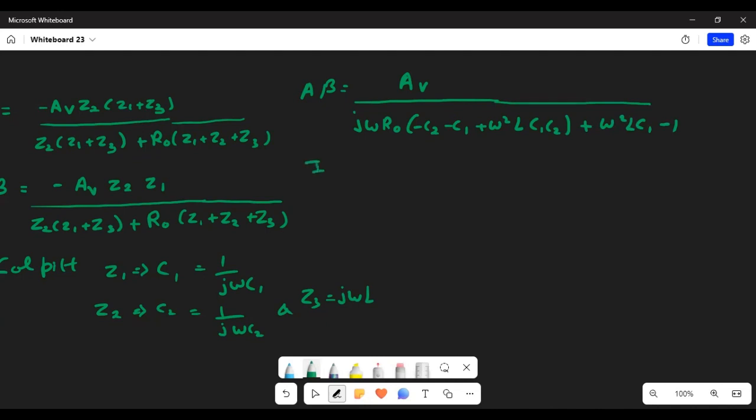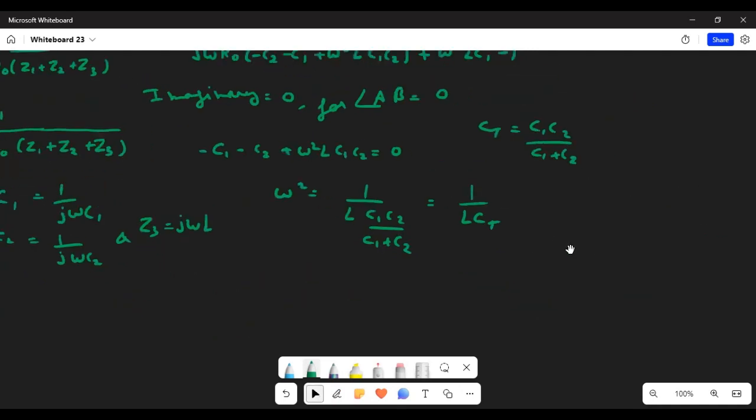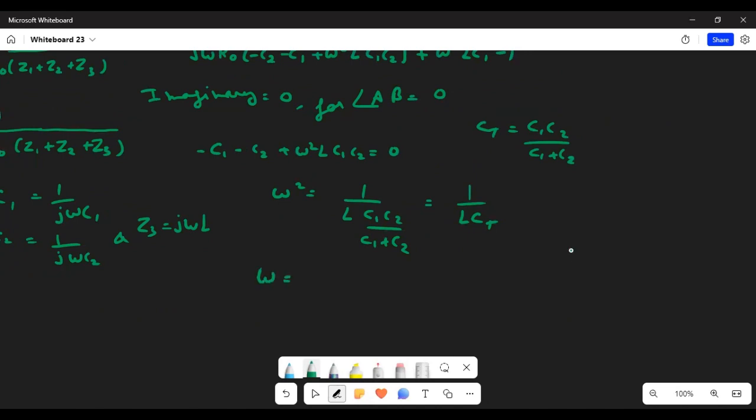For a sustained oscillator, we know the imaginary part should be 0, for the phase to be 0. So it will be minus C1 minus C2 plus omega square L C1 C2 equal to 0, or omega square equals 1 upon L times C1 C2 upon C1 plus C2, equal to 1 upon L CT, where CT equals C1 C2 upon C1 plus C2. So the resonance frequency will be omega naught equal to 1 by under root L CT.